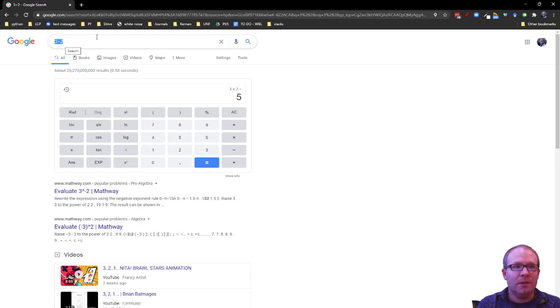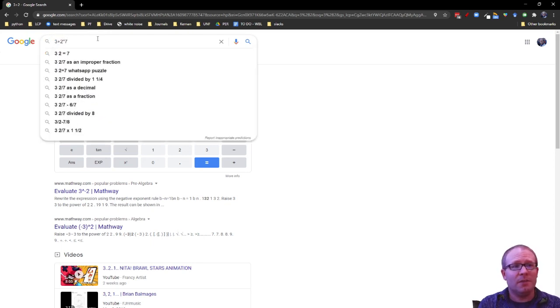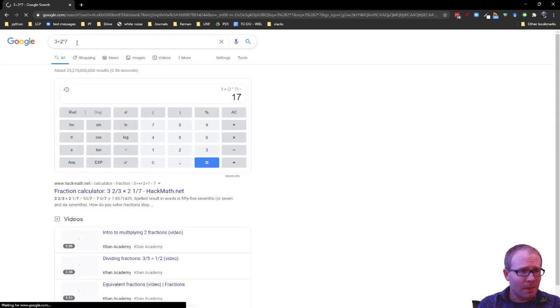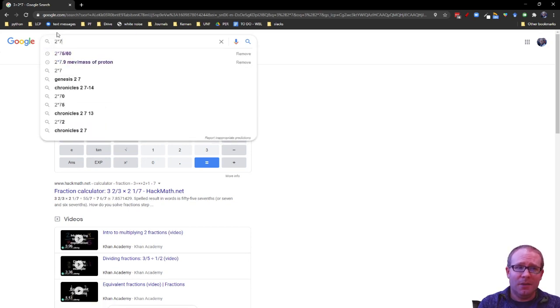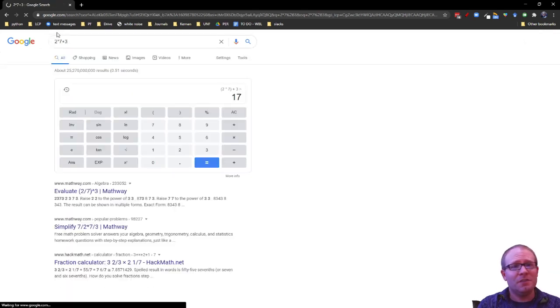This works on the Google website. It works on mobile devices. It even works if you have an Android phone in the little Google search bar that's always on your screen. And it knows all of the mathy stuff you need. It knows order of operation, so like 3 plus 2 times 7. It knows to multiply the 2 and the 7 first to give you 14, and then add 3. It knows to do that regardless of the order that you put things in.